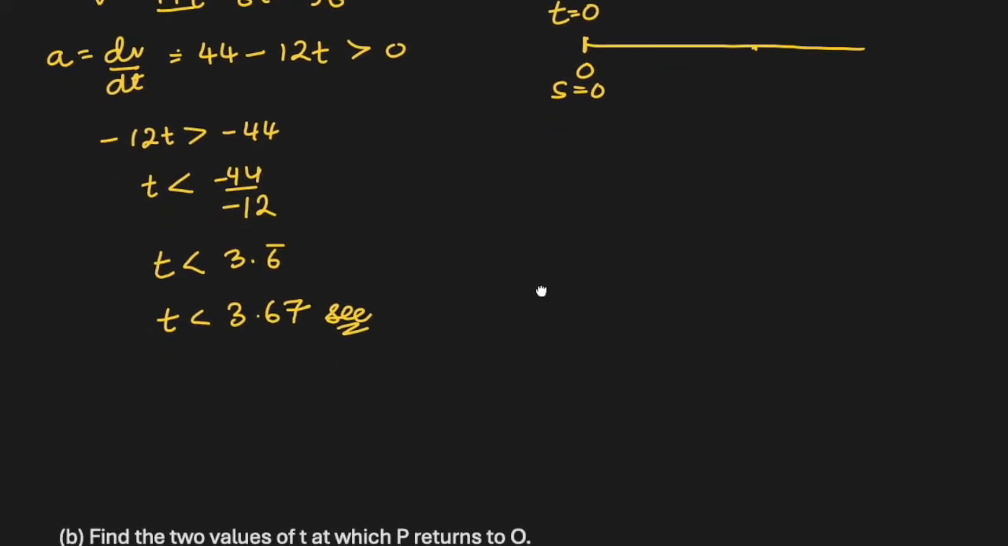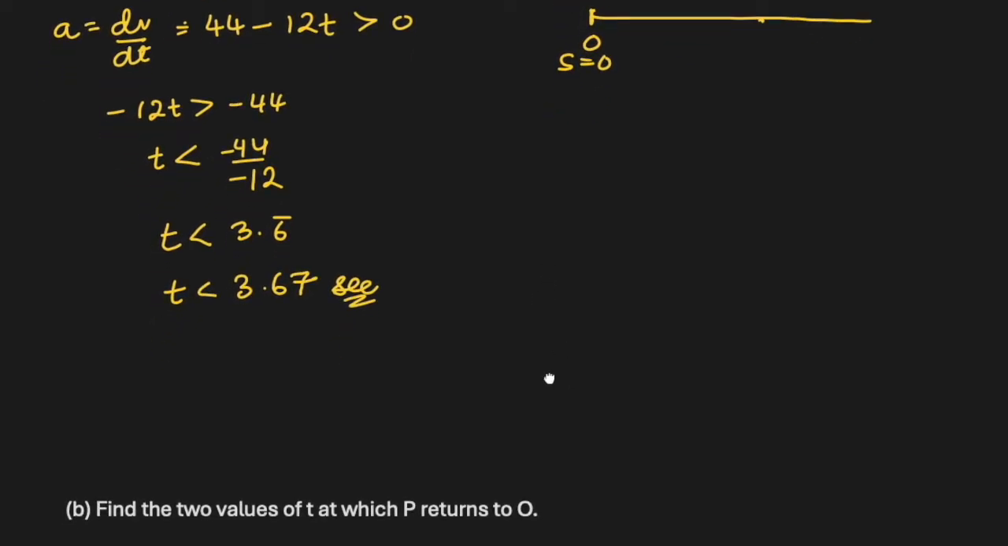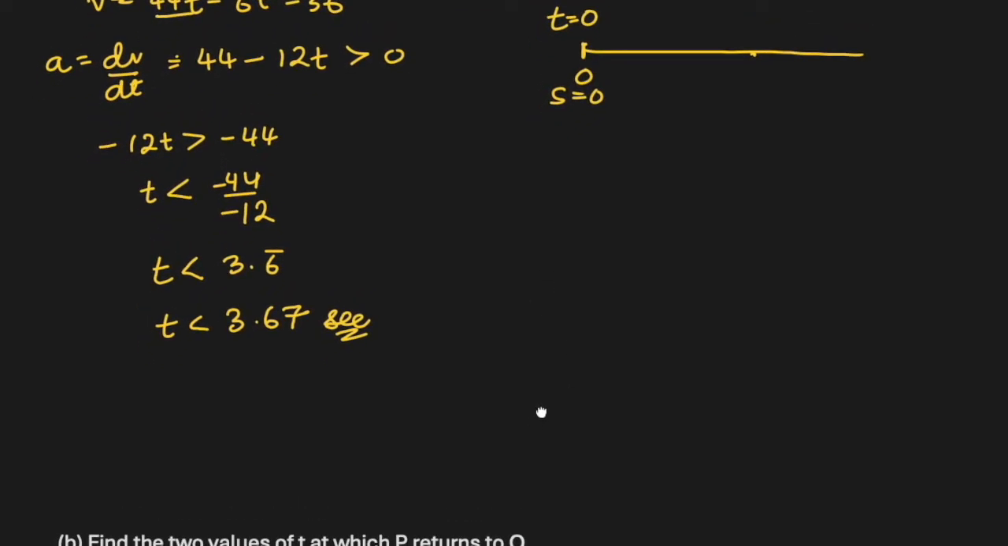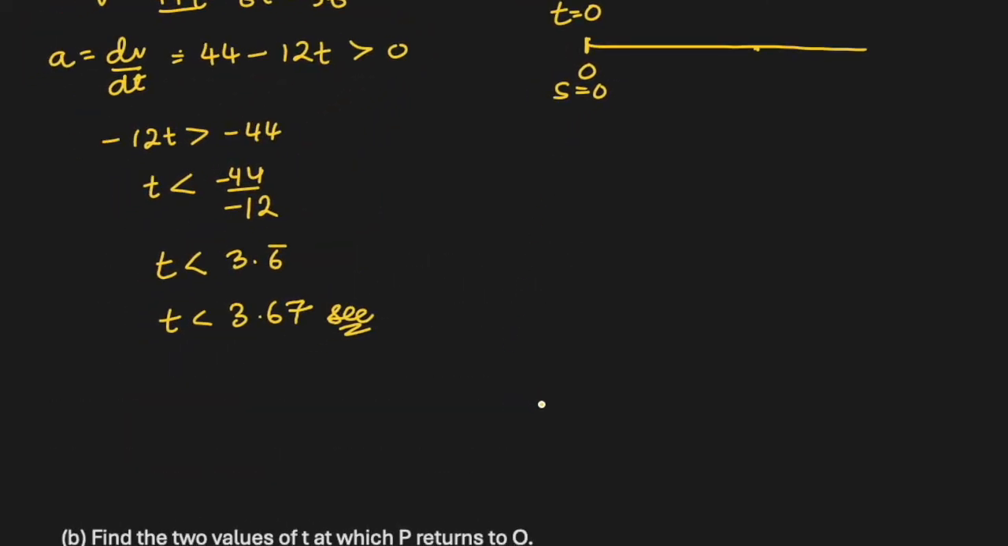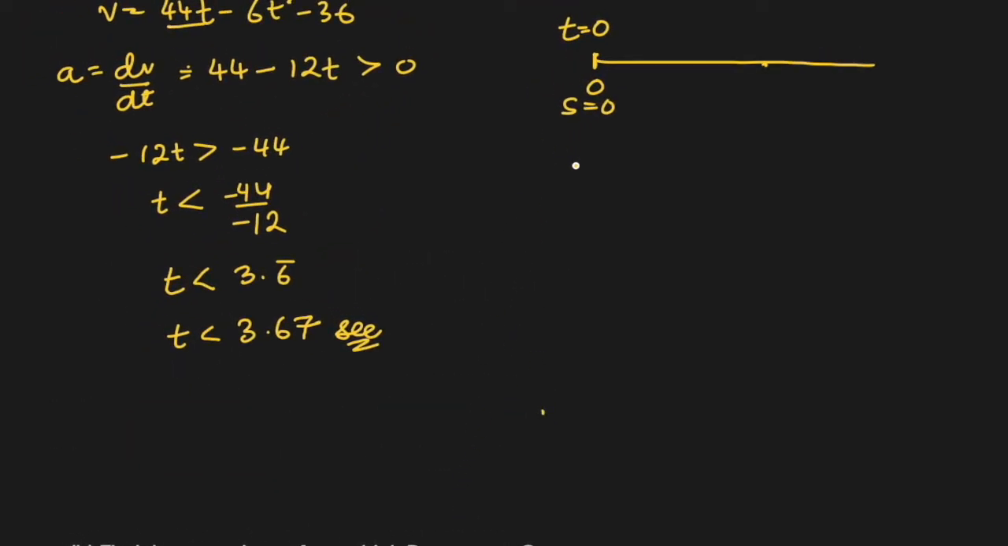Okay. B part: find the two values at which P returns to O. P returns to O, that means the displacement is 0. Then t is what? One of the answers we already know is t equal to 0. They're asking us to find the other two values.